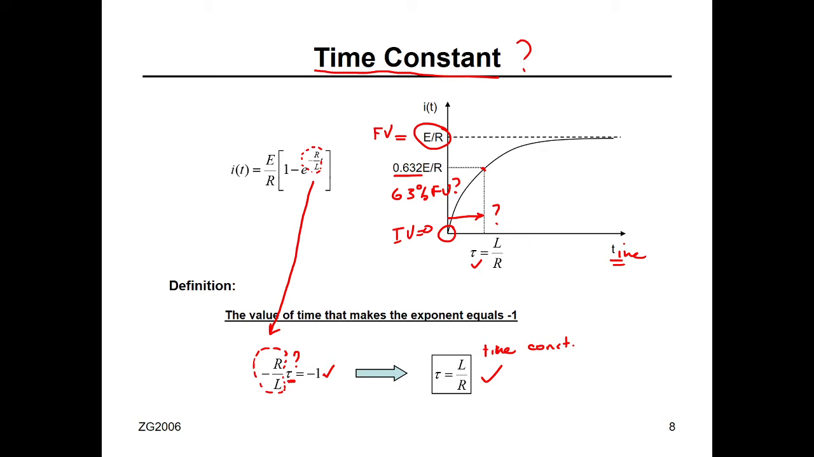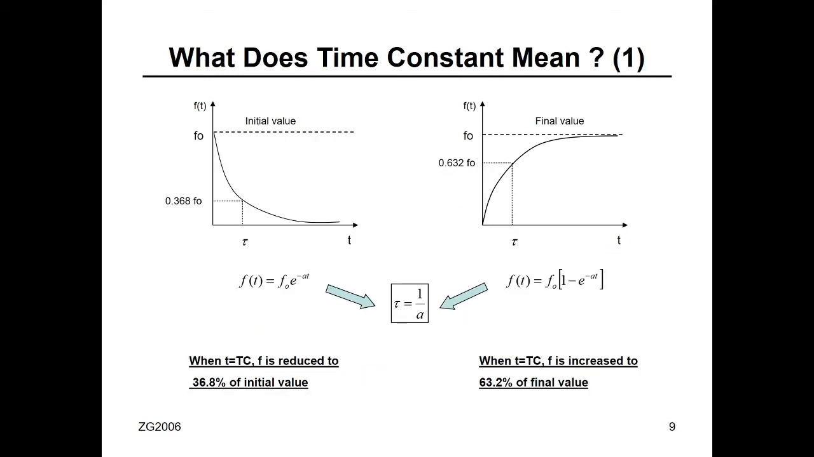Now, is this true for any exponential? Yes, mathematically proven. This is true for any exponential. If you have any final value problem where you have a first order system, the response will be exponential. The time constant, which is the value, if you multiply by the power, it will change it to -1, will tell you the time it takes for your response to reach 63% of your final value. We call this time constant. All right.